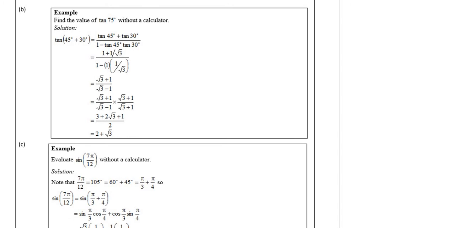So the hint here says, without a calculator. My question should be, how do I do 75 now without a calculator? Then I must realize it has to do with this compounding, putting together. What must I put together? Angles that I know I can find the sine and the cos and the tan of, and that's my special angles and my special triangles.